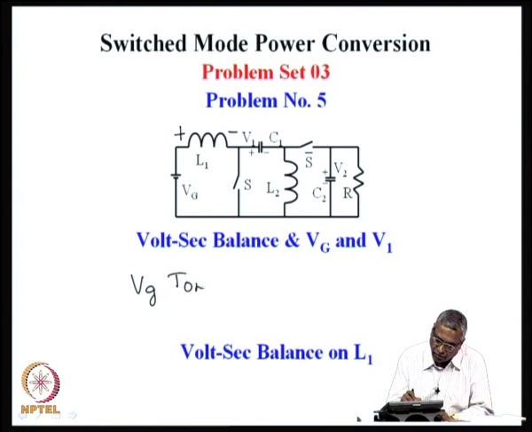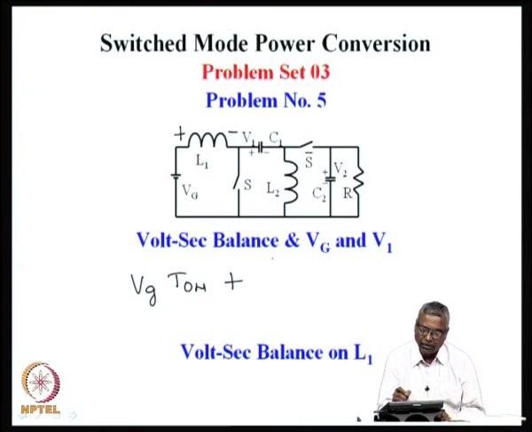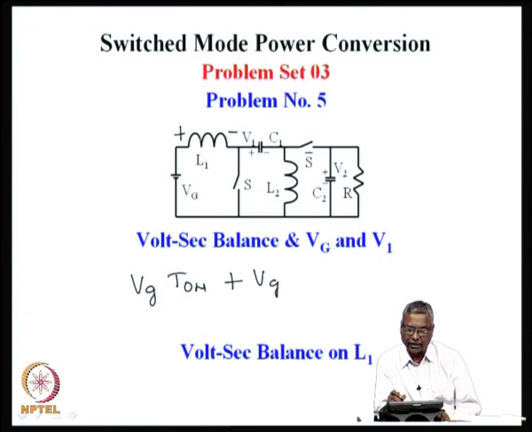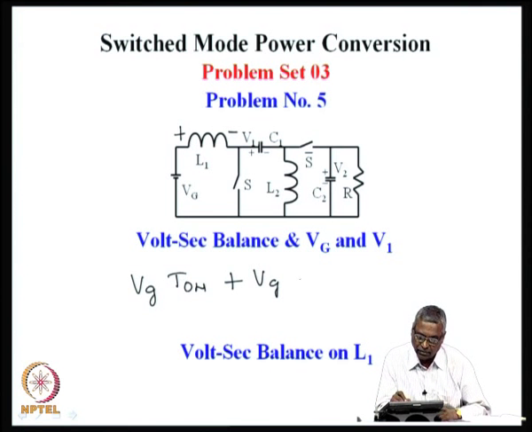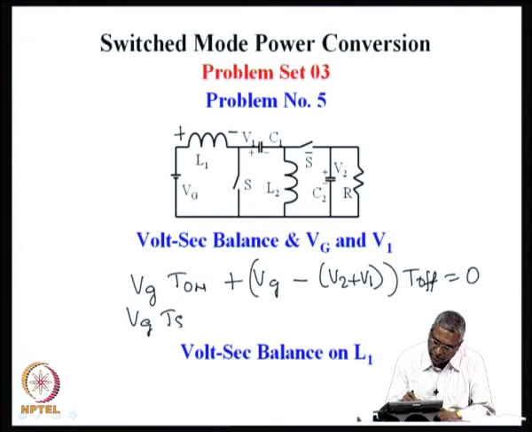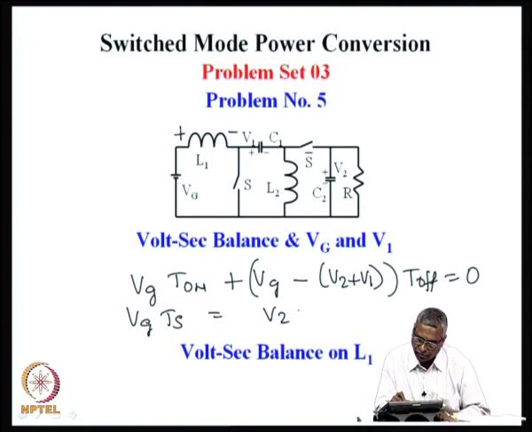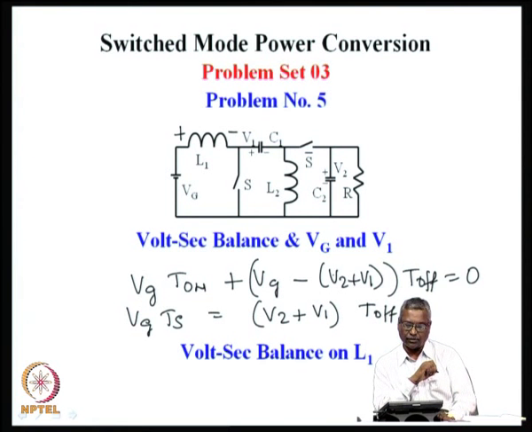So, Vg into T on is the voltage across the inductor, and then plus when this switch is off, the voltage across this inductor is Vg on one side, on the other side, because this is also closed now, it is V2 plus V1. Vg minus V2 plus V1 into T off is equal to 0. So, you can say that Vg into T on is equal to V2 plus V1 into T off. V2 plus V1 is taken out to that side.